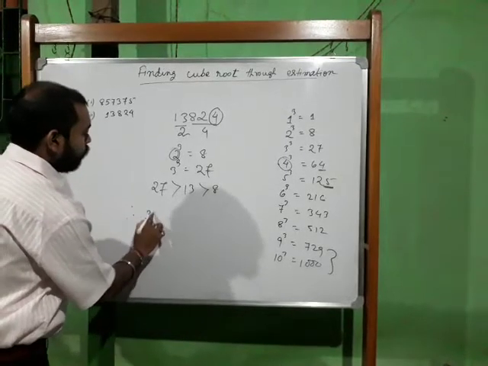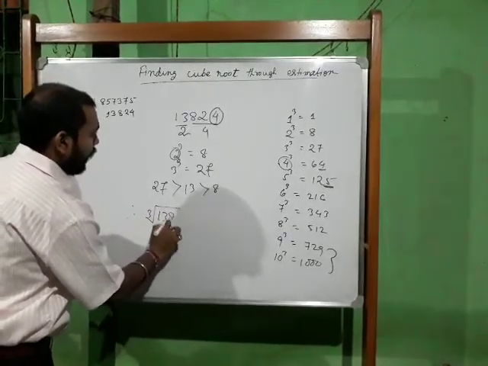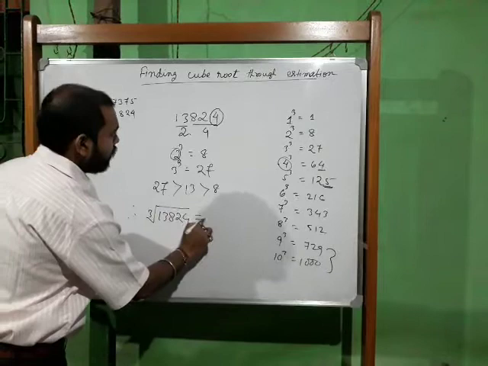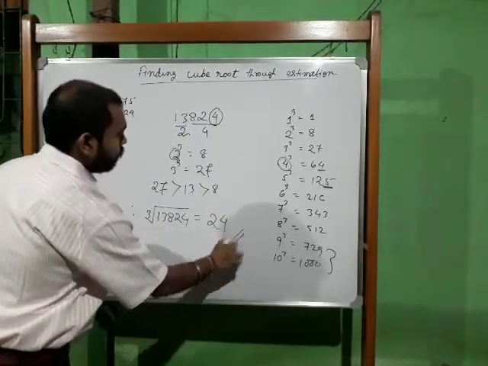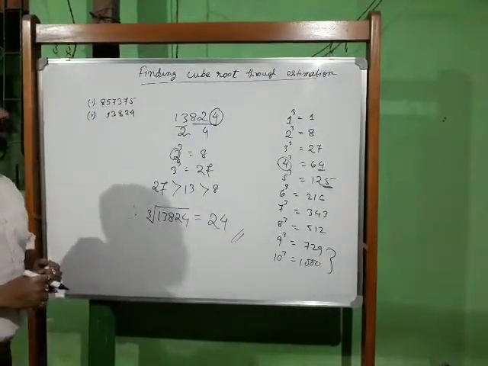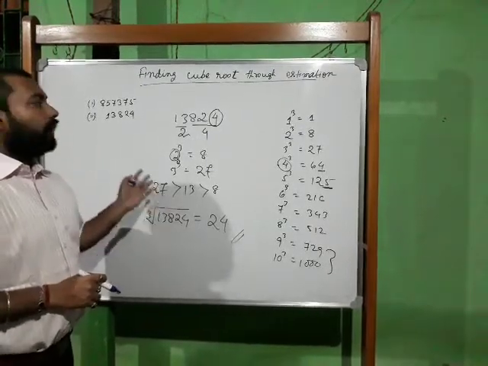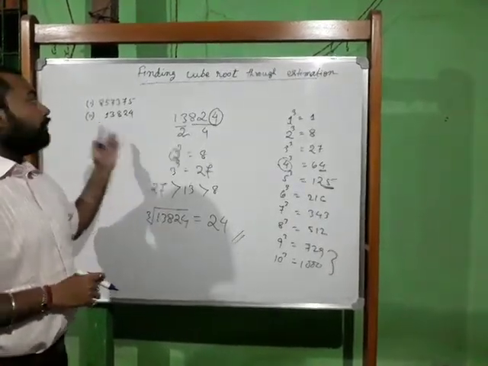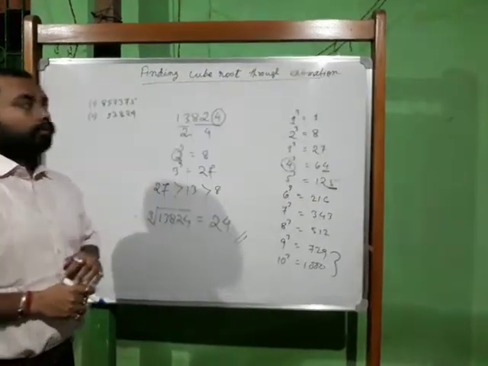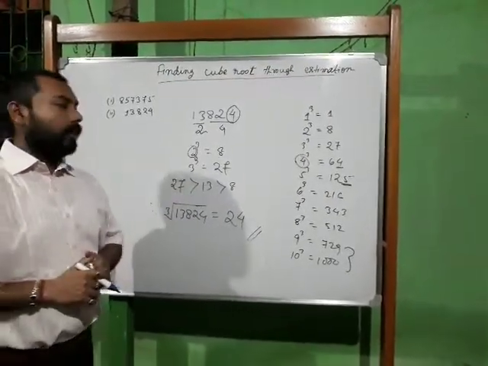Therefore the cube root of 13824 is 24. In this way we find the cube root of a given perfect cube number with the help of the estimation method.